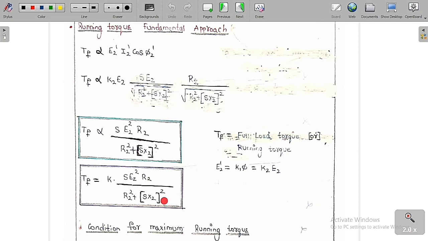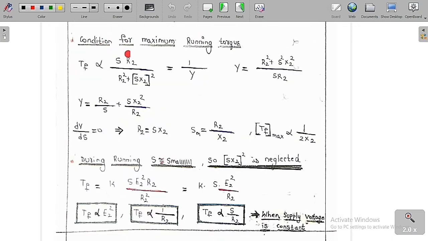So therefore I am going to get it in this format: the torque at the running condition, or full load torque, is equal to K into S E2 square R2 by R2 square plus Sx2 whole square. K is nothing but simply 3 into 60 by 2 pi capital Ns. So this is the expression of the general torque of the induction motor, which is 3 into 60 by 2 pi into capital Ns into S E2 square R2 by R2 square plus Sx2 whole square.